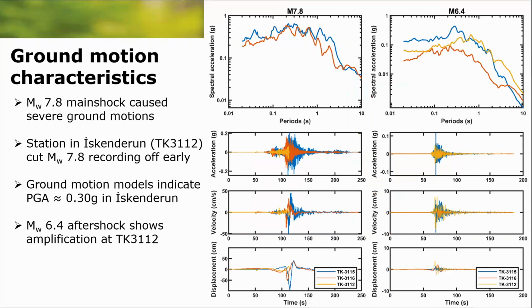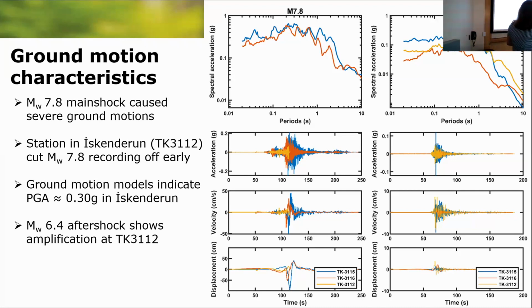Looking at the recordings from these ground motions, I'm only showing the magnitude 7.8 main shock. It's pretty apparent that this is what shook Iskenderun the strongest, where the earthquake was felt. The magnitude 7.5 aftershock, or second event, wasn't really felt in Iskenderun. So most of the damage is attributed to the 7.8 event.